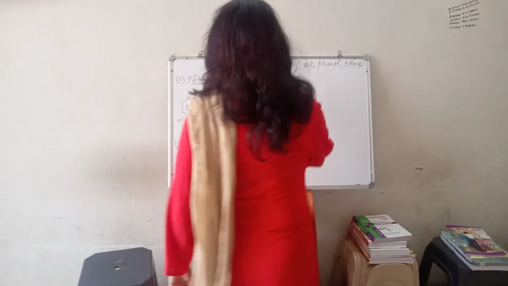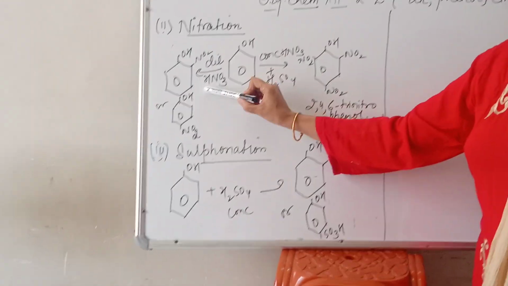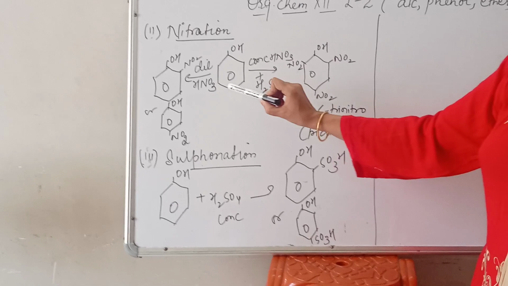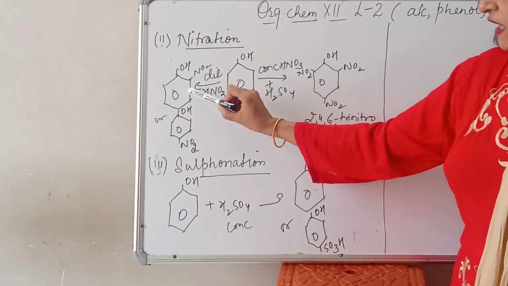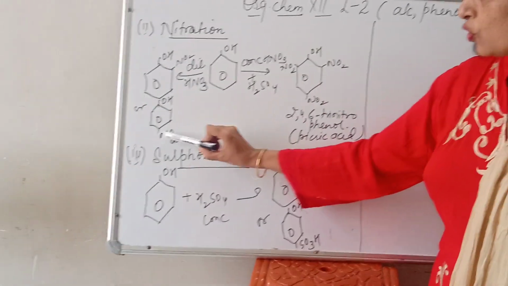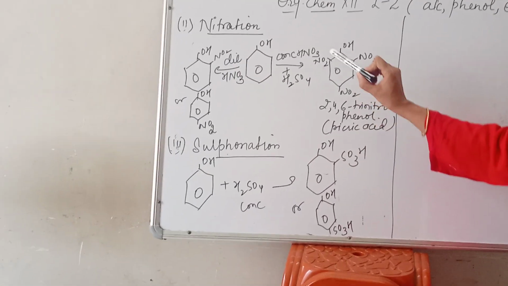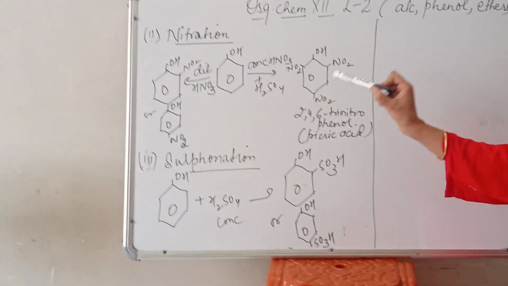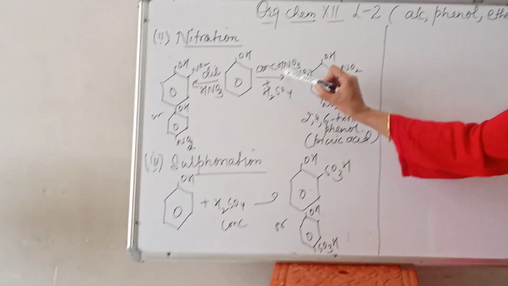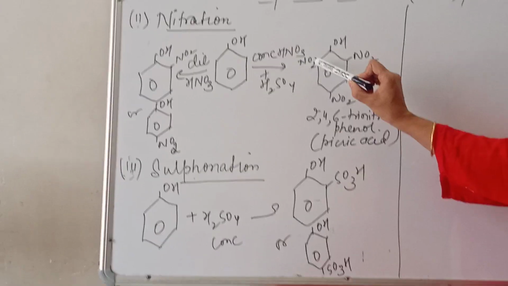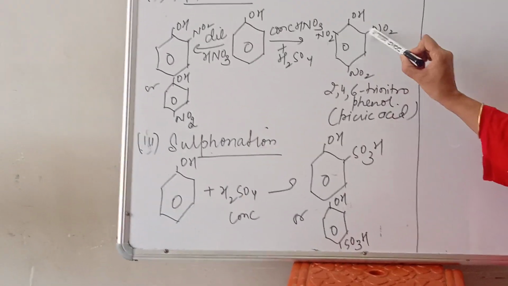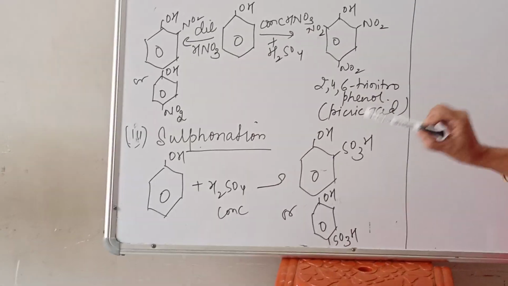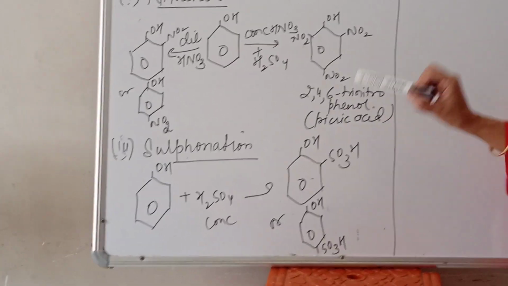Then second is nitration. What happened in nitration? There are two conditions. When phenol is nitrated in presence of dilute HNO3, then mono-substituted derivatives are formed. That is, it can be ortho-nitrophenol or para-nitrophenol. But if it is treated with the mixture of concentrated HNO3 and H2SO4, so what happened? This nitro group carrier is concentrated HNO3. Nitro group takes position of ortho and para. All the three positions will be occupied. So it is 2,4,6-trinitrophenol, which is commonly known as picric acid.